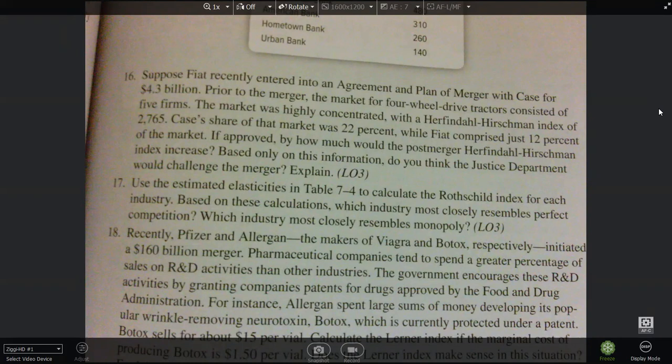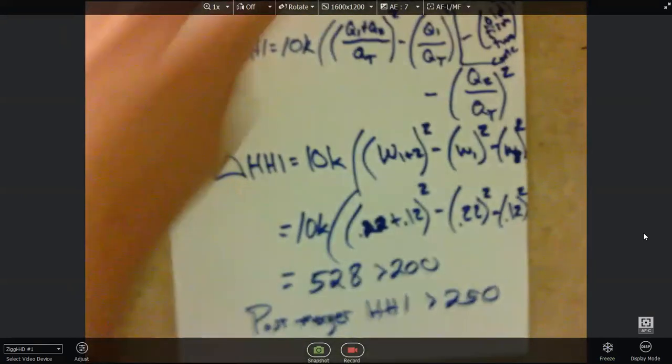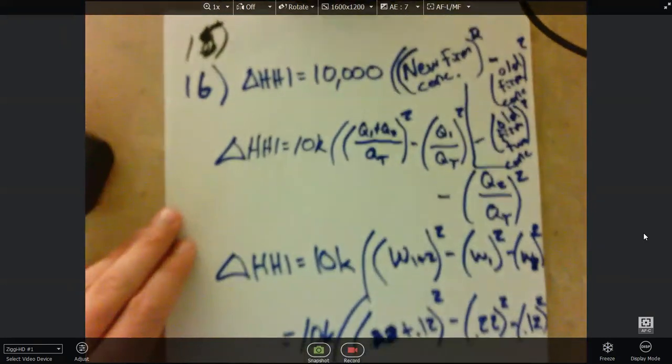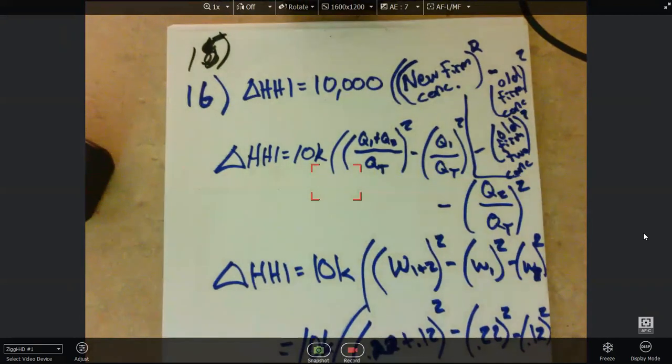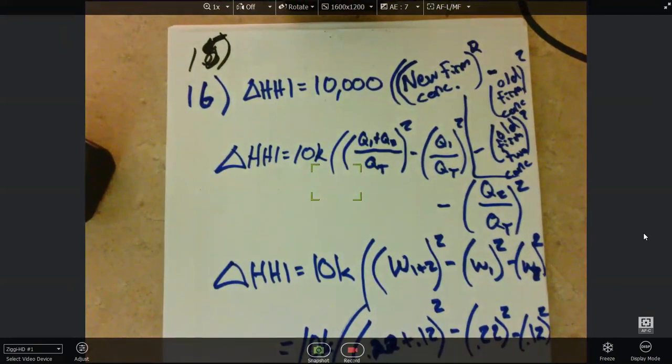You guys get 528? I tried to write it out a few different ways for you. So our change in the HHI, it's still 10,000, right? And then we're going to look at the new firm concentration squared, and then subtract the old first firm's concentration squared, and also subtract the old second firm's concentration squared.